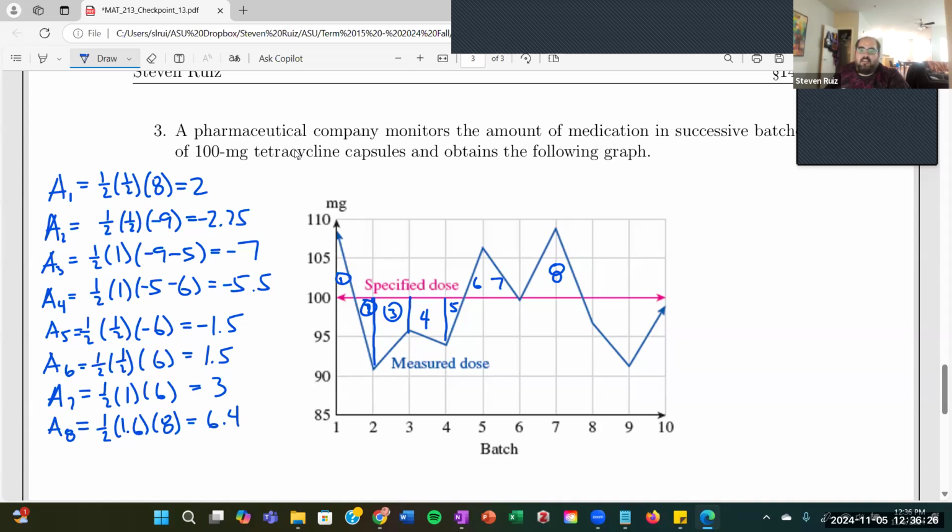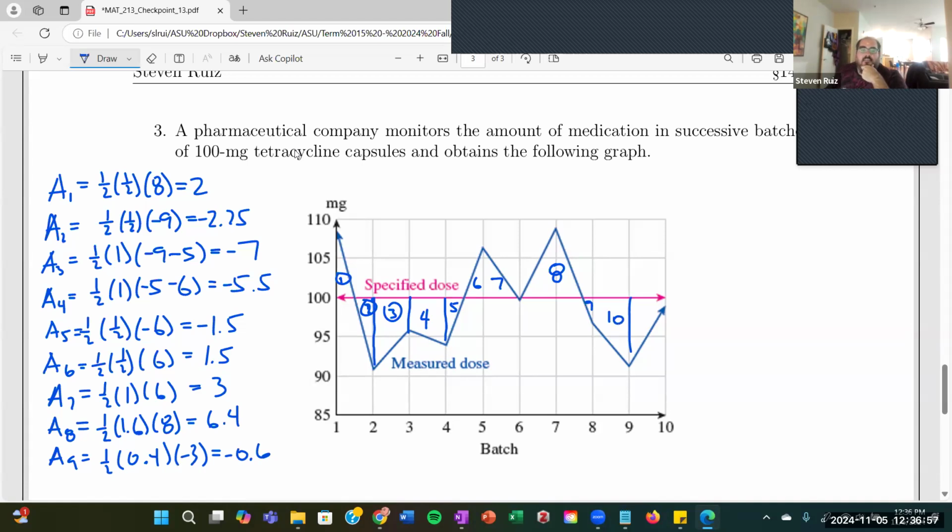Okay, where's our next area? Area 9 is equal to something really tiny. That'll be 1/2 times 0.4 times -3. Why not? That's -0.6. All right, next.